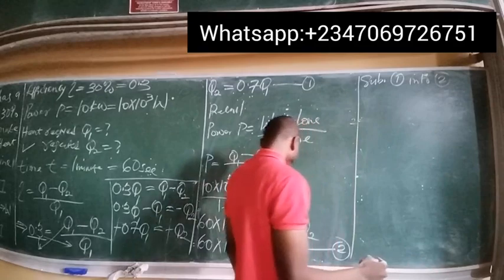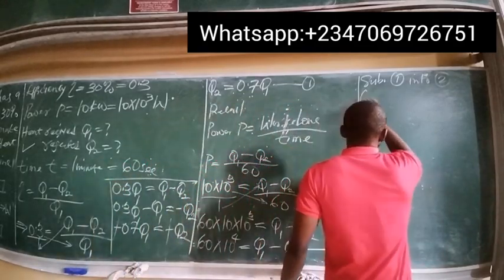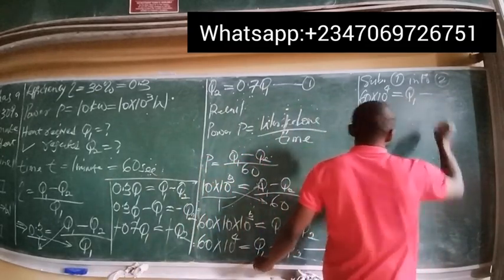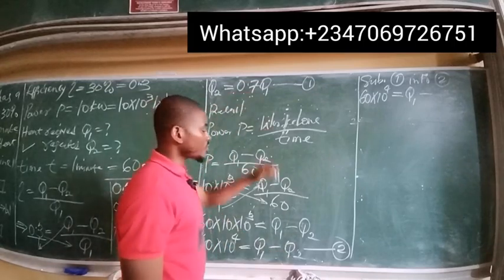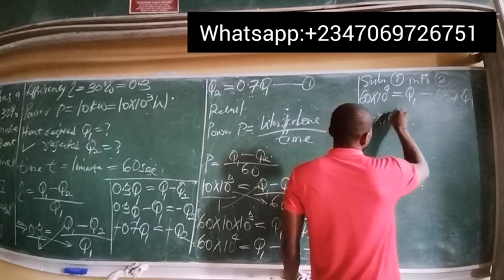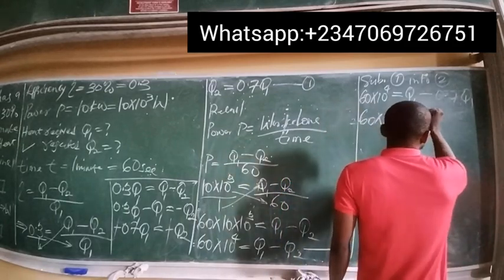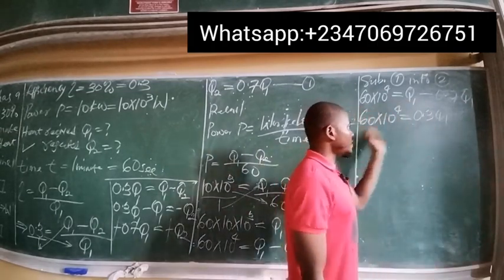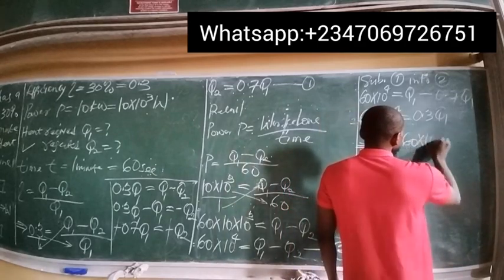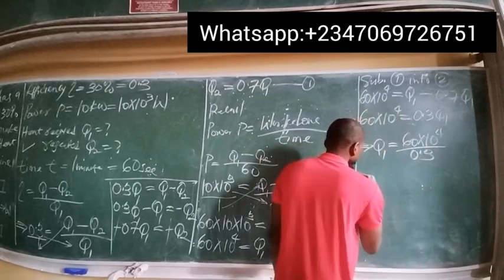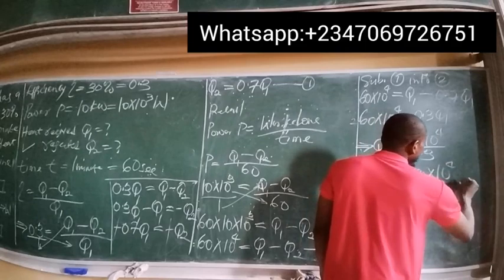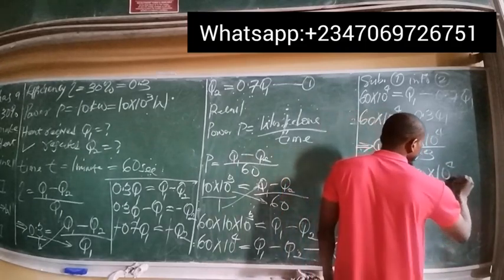If we do that, we simply have 60 by 10 to the power of 4 equal to Q1 minus, in place of Q2, 0.7 Q1. So 60 by 10 to the power of 4 is now equal to 0.3 Q1. We make Q1 the subject by dividing through by 0.3. This implies that the heat supplied, which is Q1, is 60 by 10 to the power of 4 divided by 0.3. Therefore Q1 is equal to 200 by 10 to the power of 4 in joules.